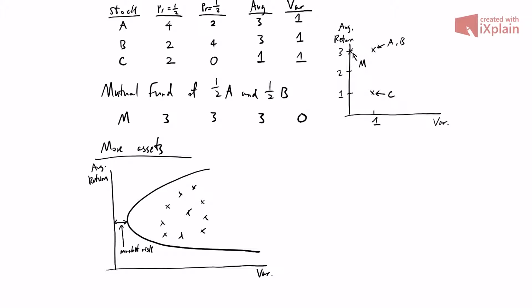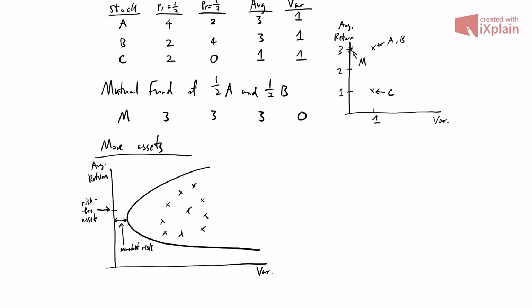Now, usually you would have a safe asset. That is, you can put your money in your bank, and that would give you some return. So let's put that somewhere, let's say here. This would be the risk-free asset. This is like putting money in your bank. It will give you some return for no risk.